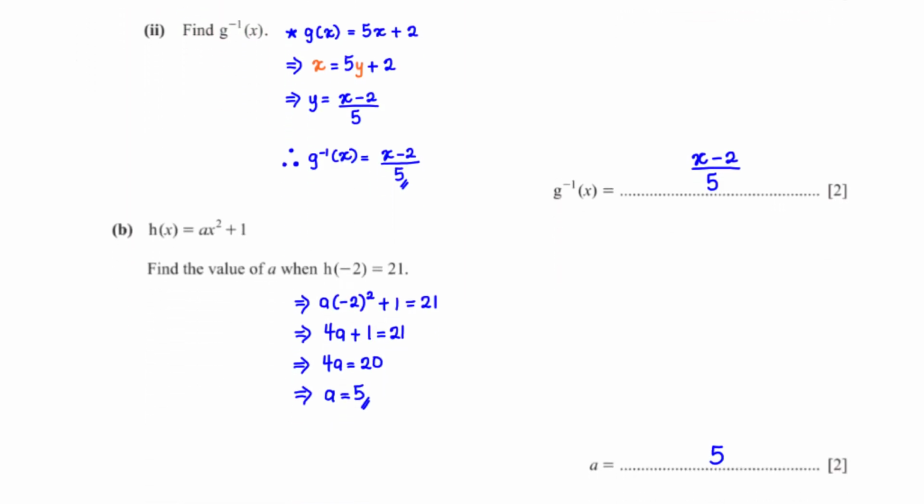h of x equals ax squared plus 1. Find the value of a when h of negative 2 equals 21. To get h of negative 2, we replace x in h of x with negative 2. This gives us a times negative 2 squared plus 1, which is equal to 21. Negative 2 all squared is 4. When we subtract 1 from both sides, we have 4a equals 20. And when we divide both sides by 4, we have a equals 5.